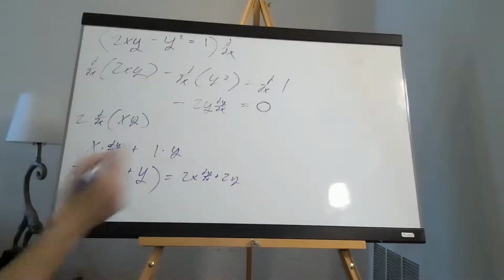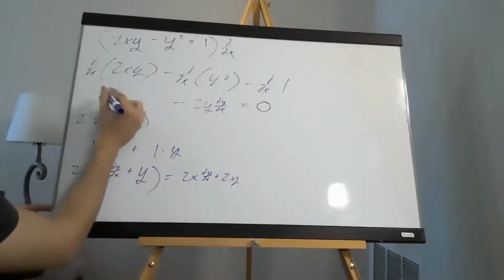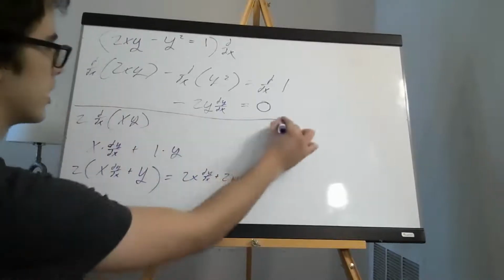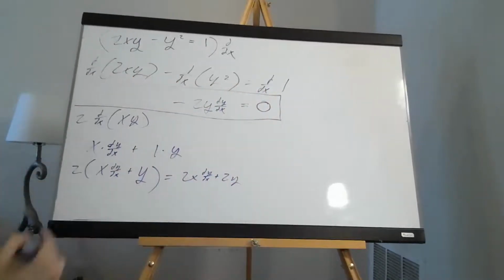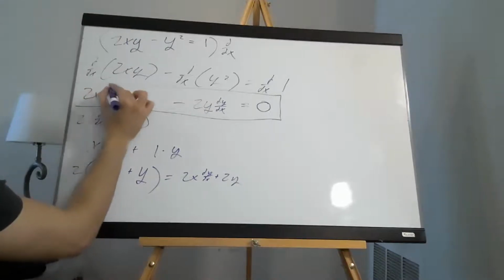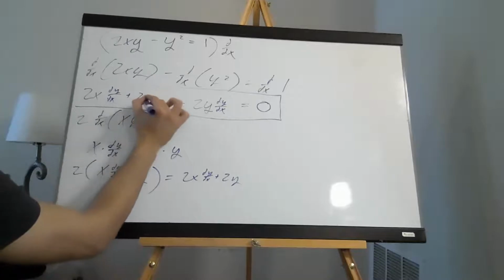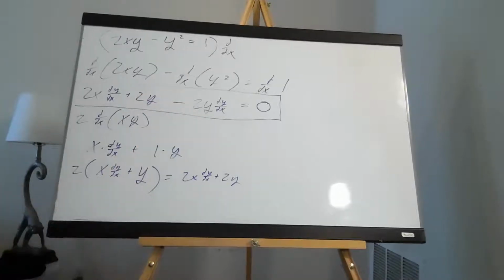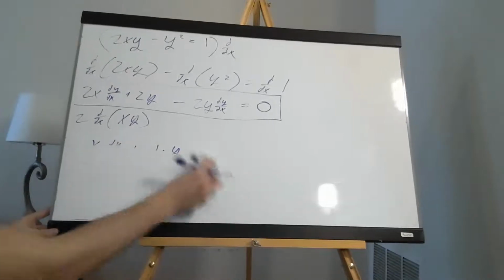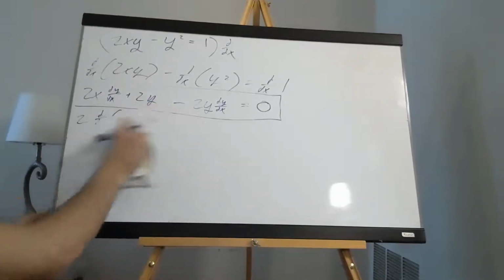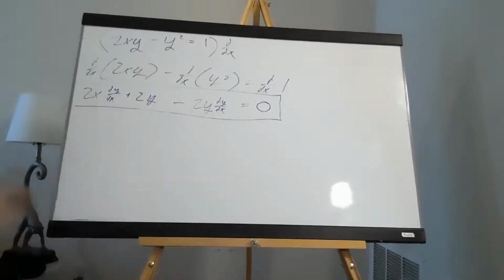All right, so now let's plug that into our equation up here. I'm going to separate this with a line just so we can keep it neat. So we got 2x dy/dx plus 2y, and then minus 2y dy/dx is equal to 0. So now all we have to do is simplify. I'm going to go ahead and erase this from the bottom because that should be quite easy for you guys. And if it isn't, you can always rewind.